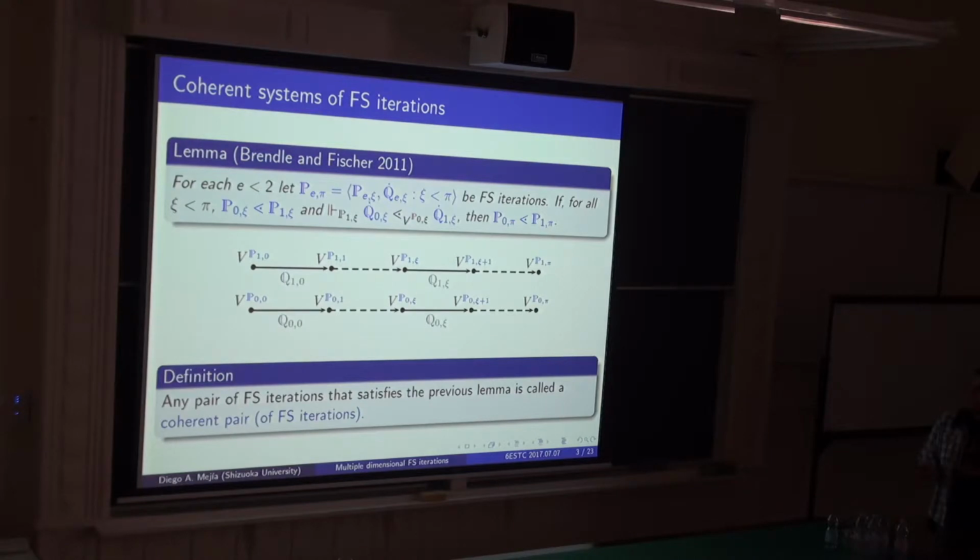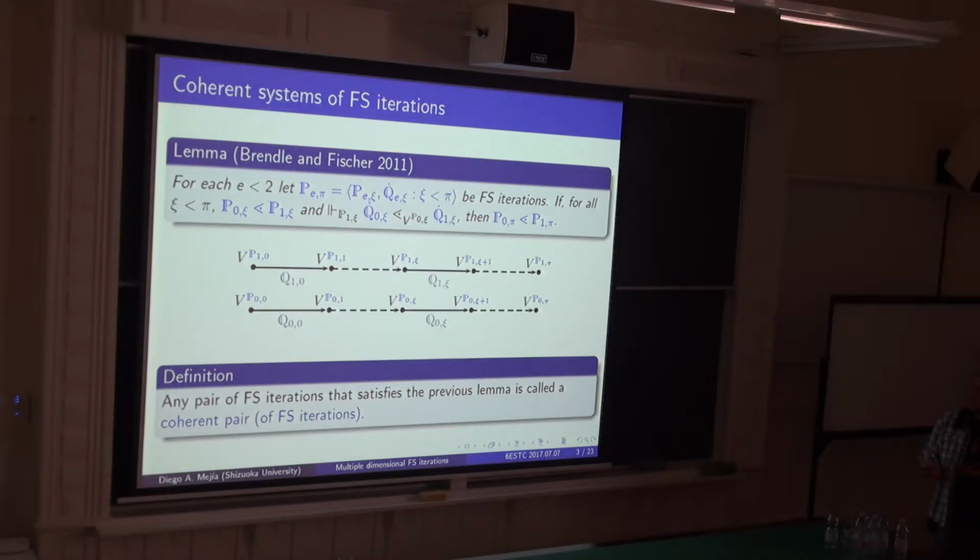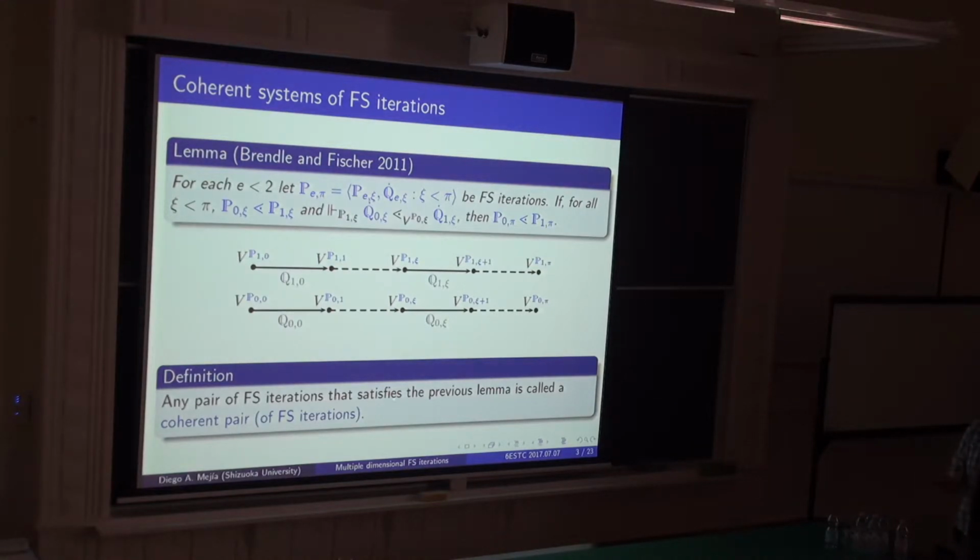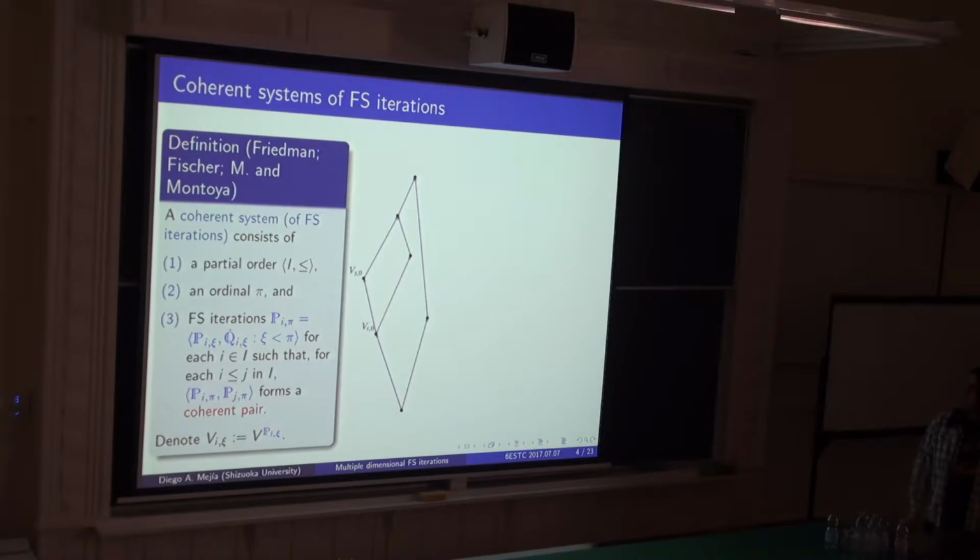Perhaps this is a basic notion, but the only paper where I've seen this explicitly written is Brendle and Fisher's paper of 2011. So the basic notion for this talk is a coherent pair of finite support iterations. Now the point of the constructions is to give an array of coherent pairs of finite support iterations, and this array will be based on some partial order I. This is what we call coherent systems of finite support iterations.